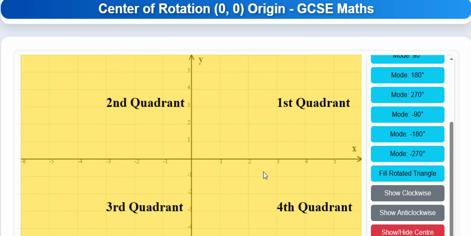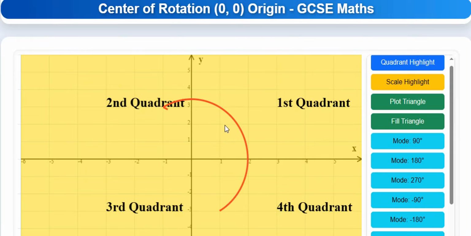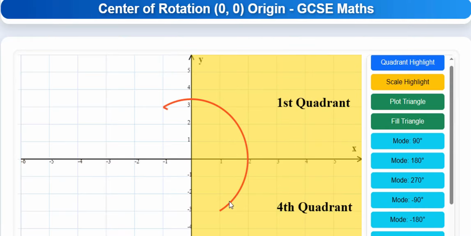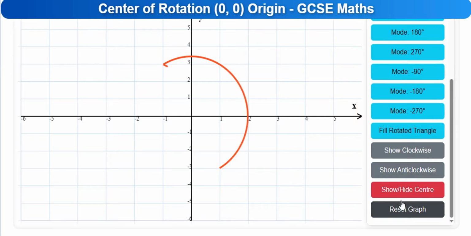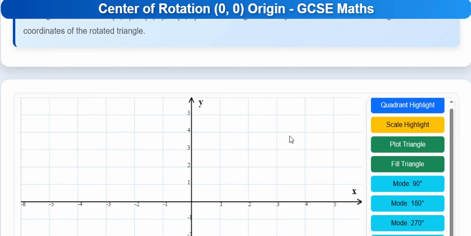When I say rotate clockwise, this is what I mean. You rotate like this. This is clockwise. And when I say anticlockwise, this is what I mean. You rotate like this. And from there, I can remove all these, and let me also remove these. From there, we can look at the scale of each of the quadrants.